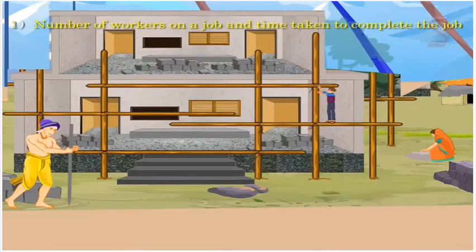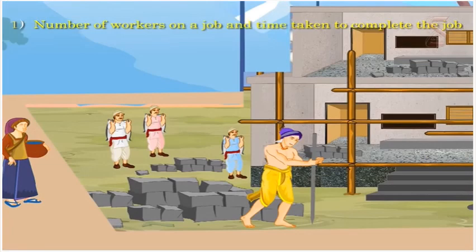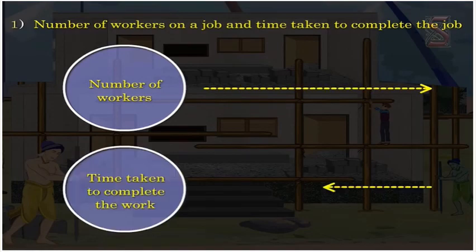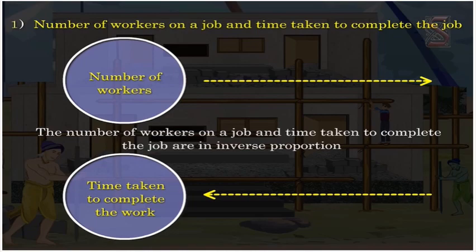Now let us consider an example wherein the number of workers on a job and the time taken to complete the job. Here there's one person doing the construction job alone, and here are many people doing the same job in a group. If we compare, if the number of workers is increased, what is going to happen? Time taken to complete the work will decrease. So that means the number of workers on a job and the time taken to complete the job are in inverse proportion, because when one value is increasing, the other value is decreasing.